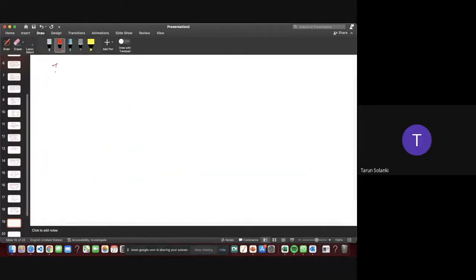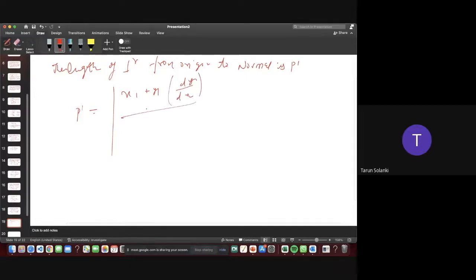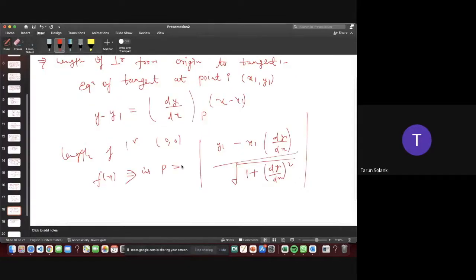Similarly, the length of perpendicular from origin to normal is p dash. That means p dash is equals to x1 plus y1 dy by dx divided by under root of 1 plus dy by dx whole square, right? So this is all about the length of perpendicular from the origin to the tangents.